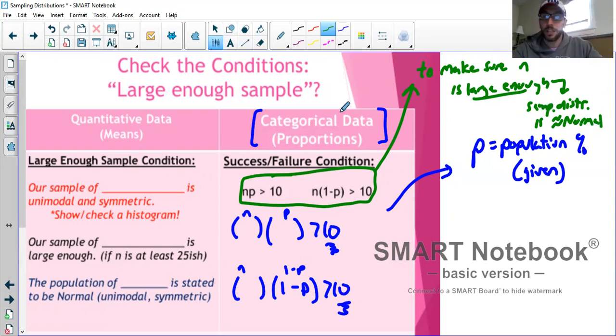Go back to the applet and play with it. Plug in an N and a P where this condition would fail and create the sampling distribution in that Reese's Pieces applet and see what happens.